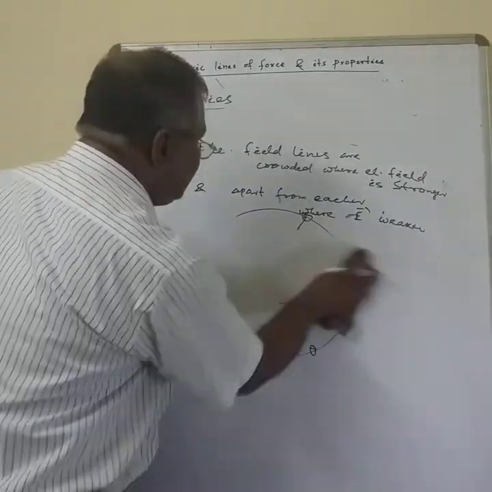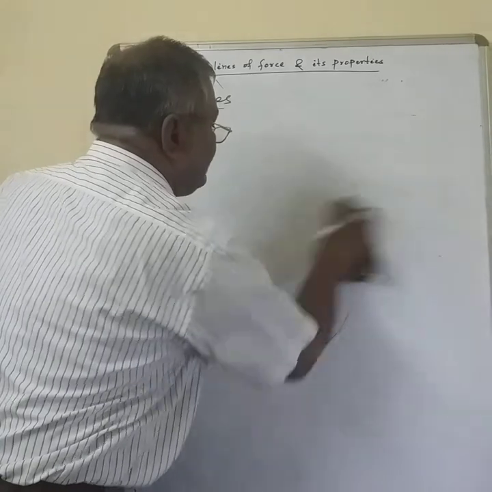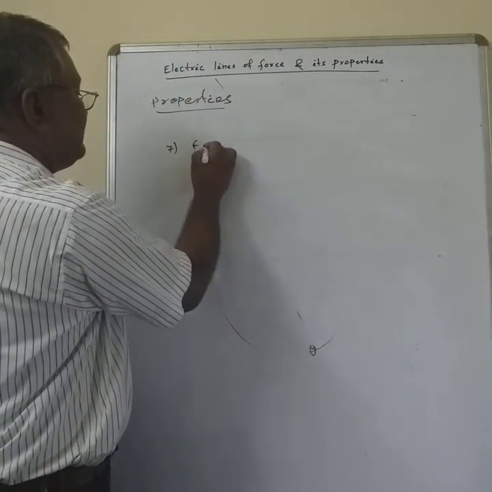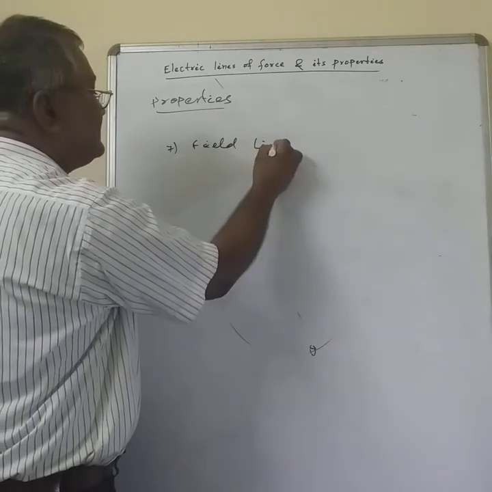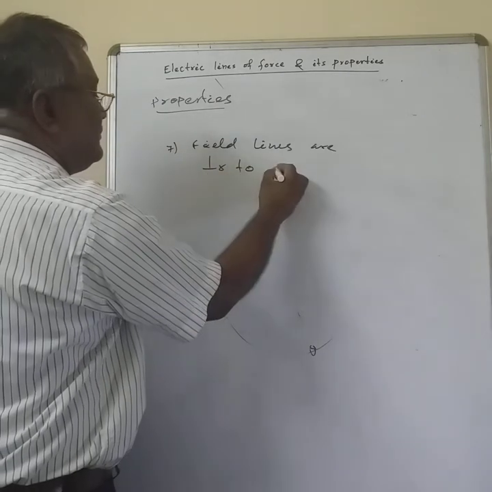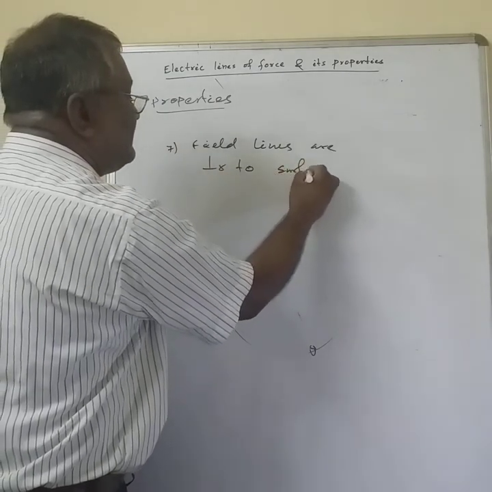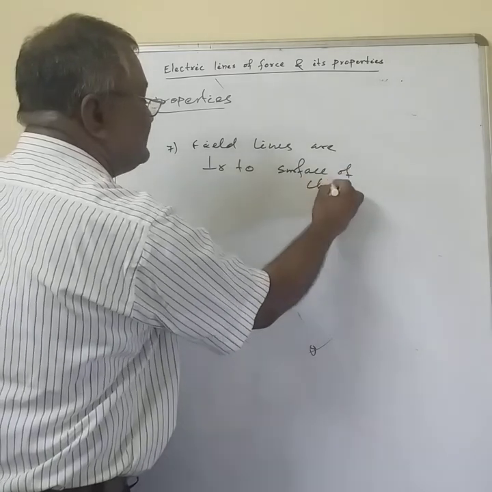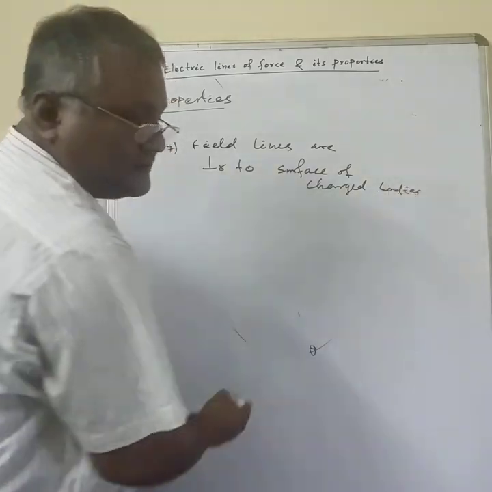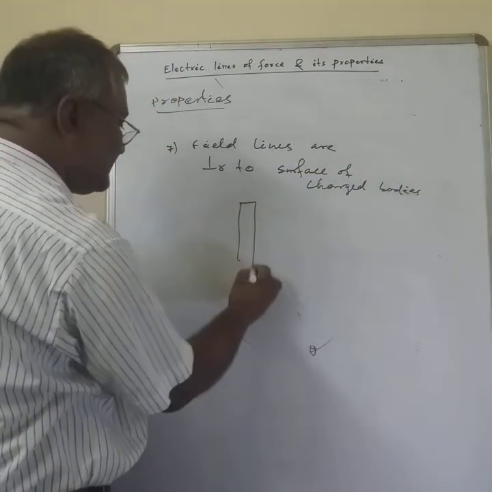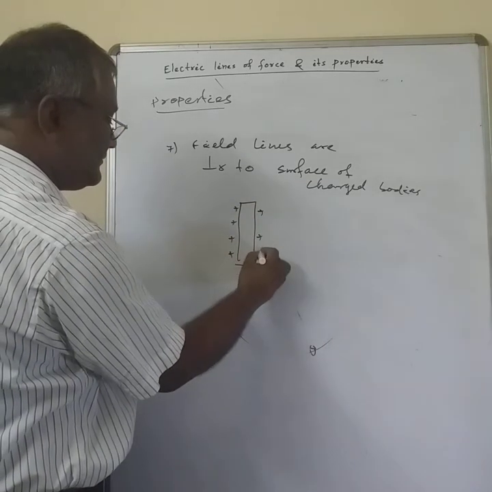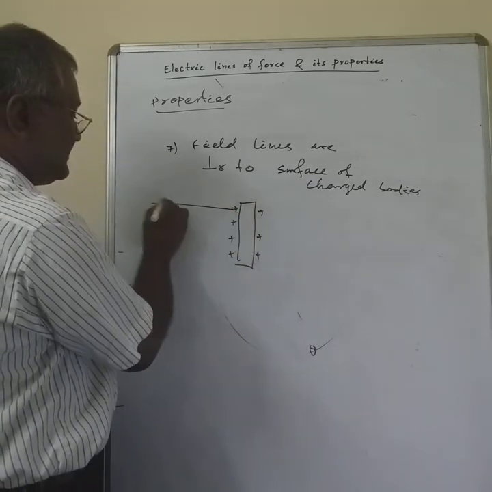Then the eighth property: field lines are always perpendicular to the surface of charged bodies. Let us consider this is a plate, this one is positively charged. The field lines should be like this.